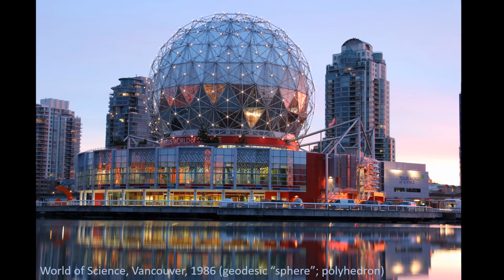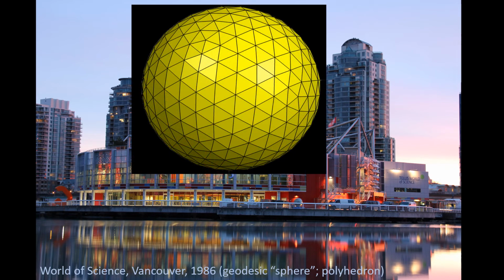It's really a geodesic sphere, which is really a polyhedron. If you notice, it's faceted, and the facets are all equilateral triangles. So even this one is not actually spherical. It's more something like that. All of the mathematicians and people who like trigonometry would love this.